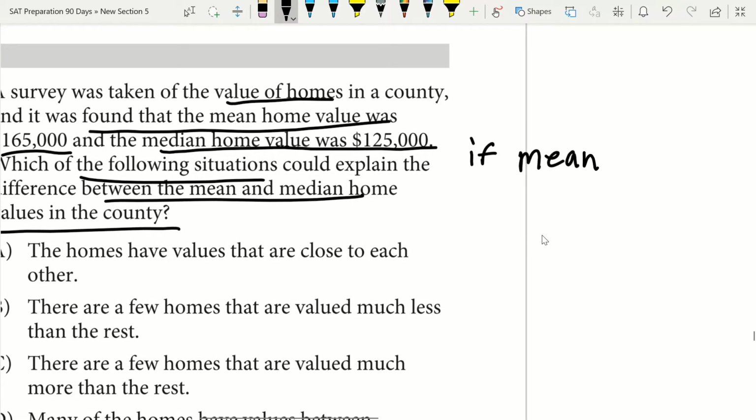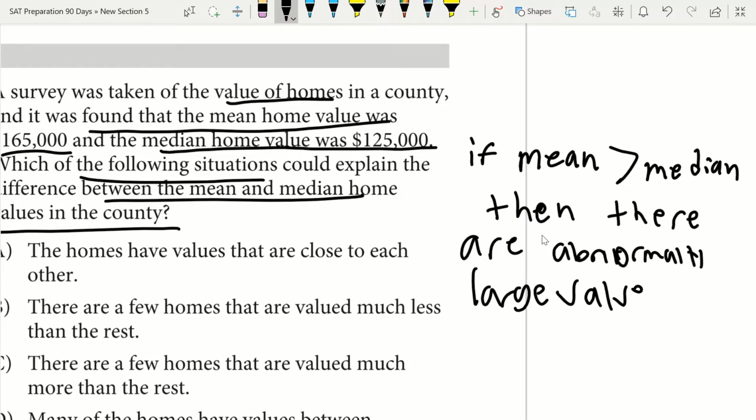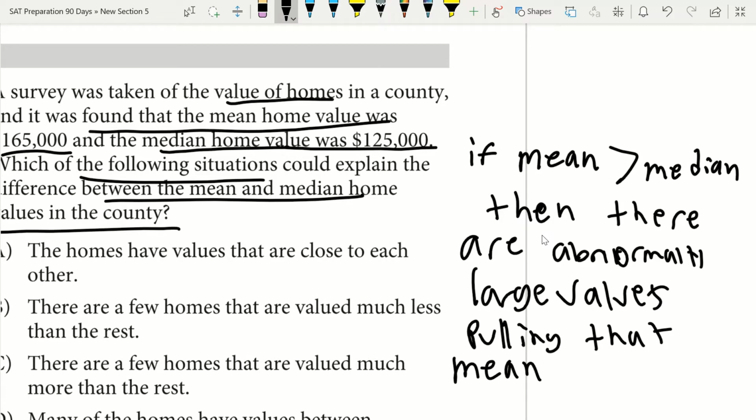So we know that if our mean is greater than our median, then there are abnormally large values pulling that mean above the median. Okay, because those abnormally large values, they're going to affect that average because that average adds all of those and divides by the total, but they're not really going to affect that median because that median is going to cancel them along with those smaller values.